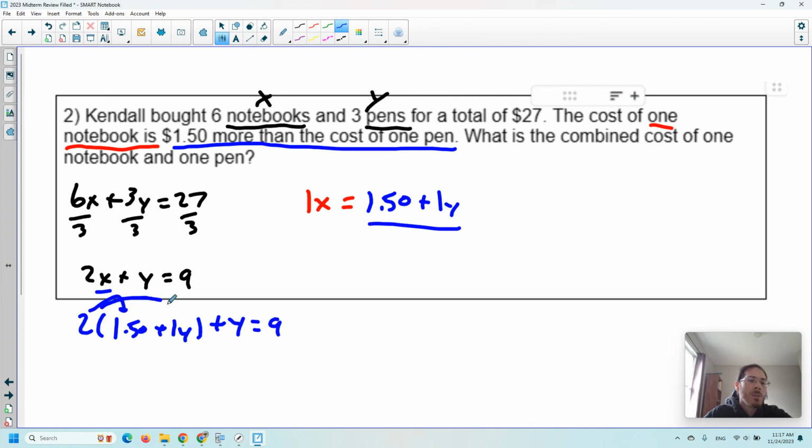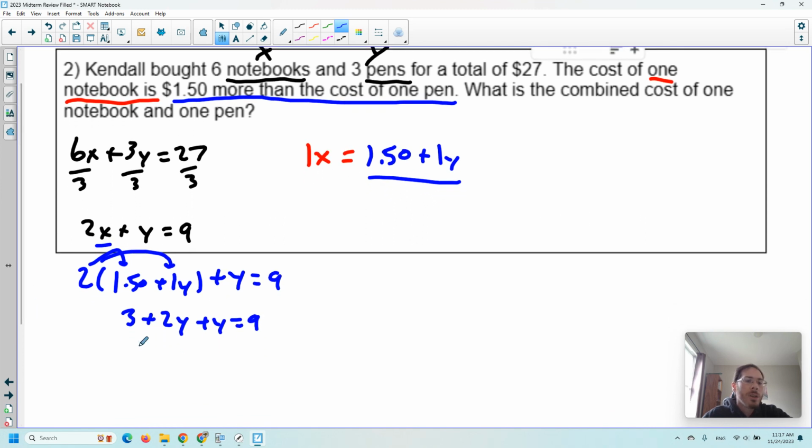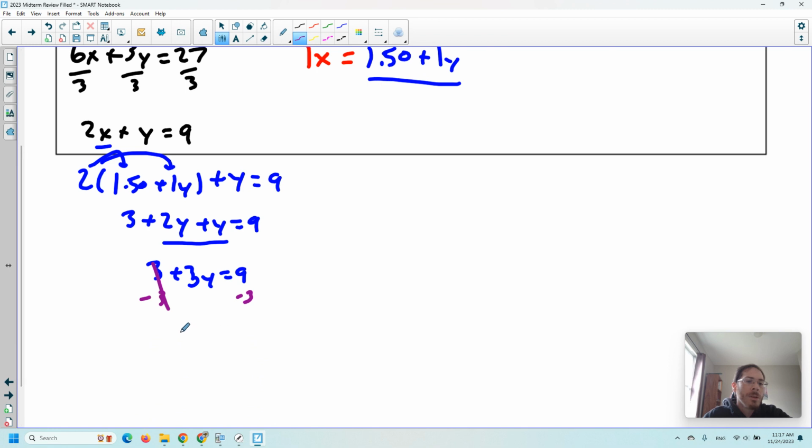And now I can distribute. 2 times 1.50 is $3. 2 times 1y is 2y. Plus y equals 9. So I can go ahead and combine my like terms again. So 3 plus 3y equals 9. I'm going to go ahead and subtract 3 from both sides. So that's going to give me 3y equals 6.